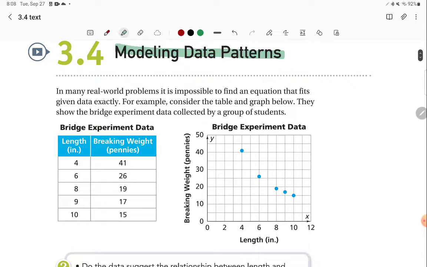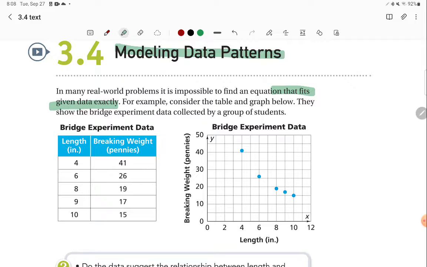In many real-world problems, it is impossible to find an equation that fits the given data exactly because we live in a world that is messy. Not everything works out perfectly. However, everything is predictable. Even human behavior is predictable, right? So for example, consider the table and the graph below. They show the bridge experiment data collected by a group of students.